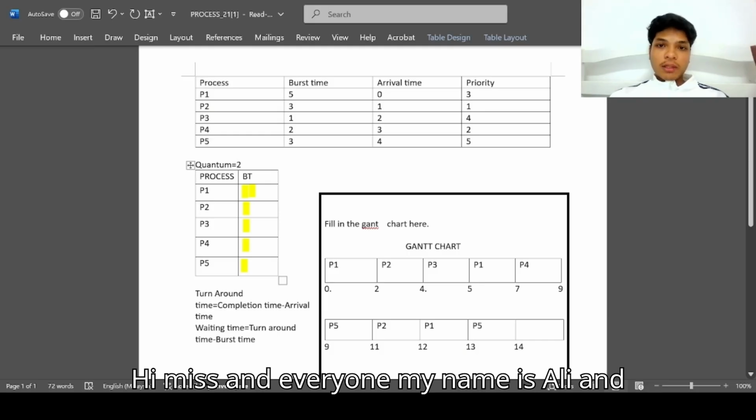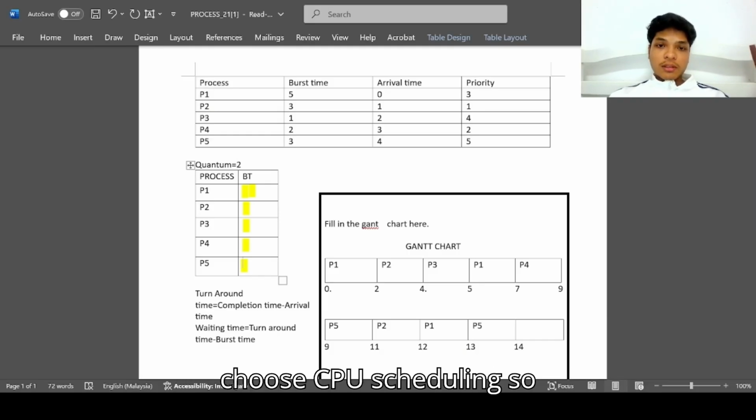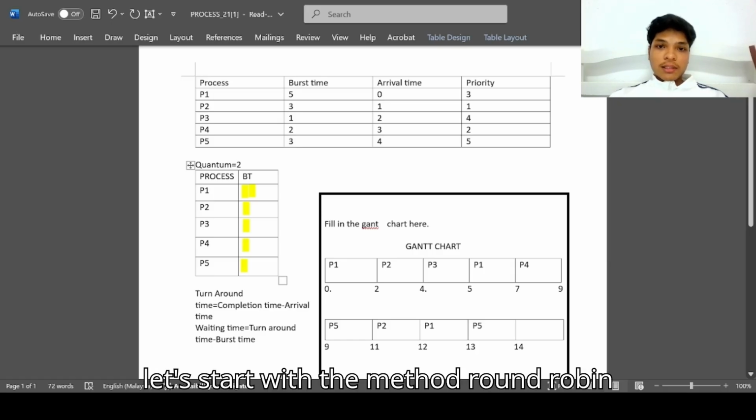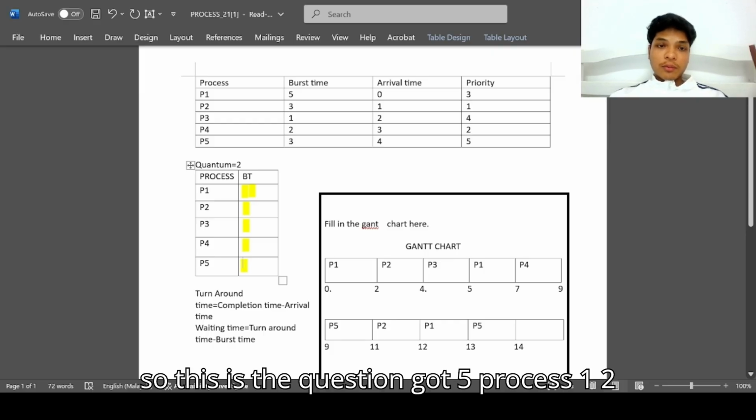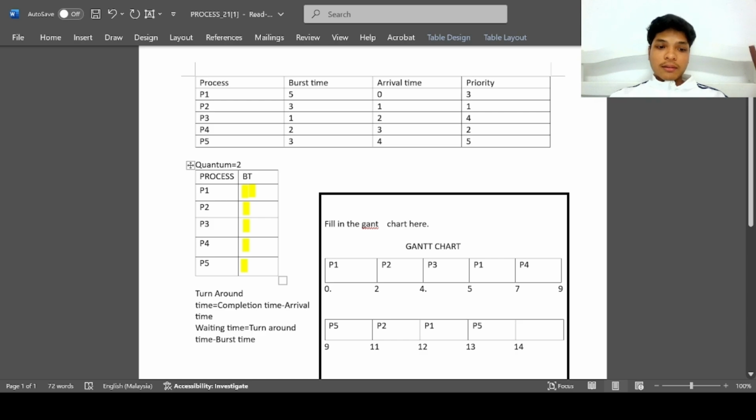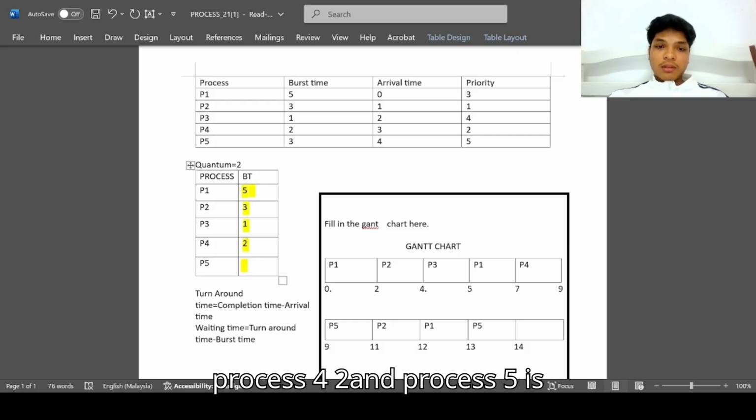Hi Miss and everyone, my name is Ali and I'm presenting on the topic we have chosen, CPU scheduling. So let's start with the method, round robin with quantum 2. So this is the question: we have 5 processes, 1, 2, 3, 4, 5. The burst time of process 1 is 5, process 2 is 3, process 3 is 1, process 4 is 2, and process 5 is 3. Okay, let's begin.